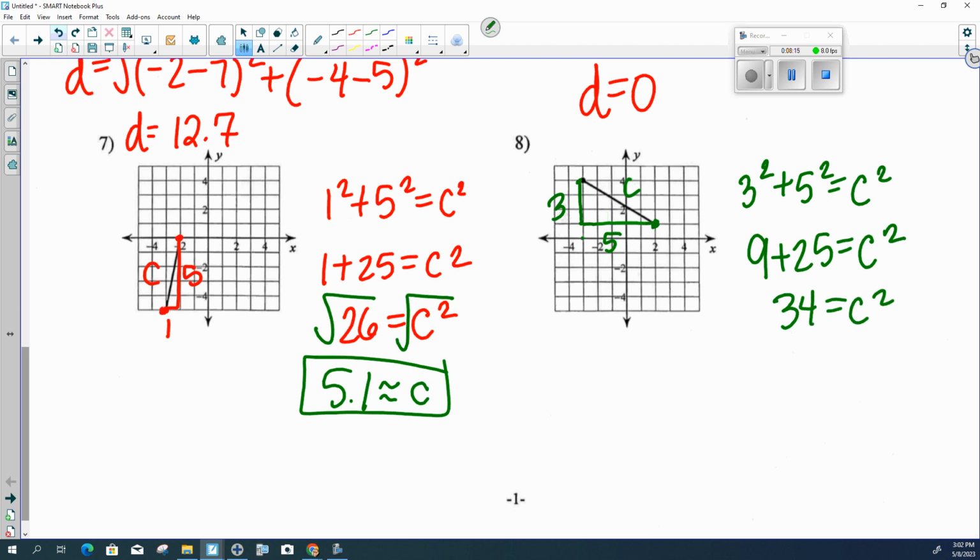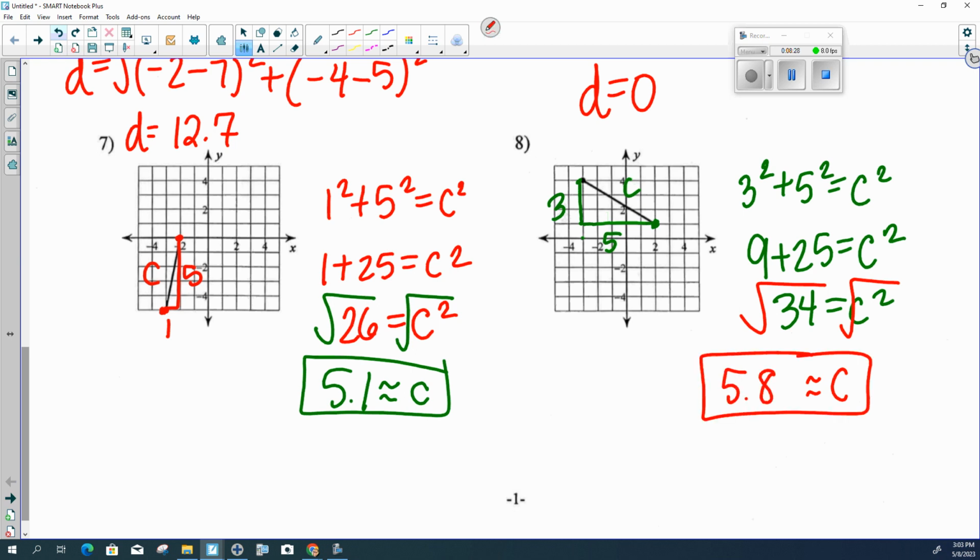All right, I found c squared. I don't want c squared, I want c. So we can do the inverse operation. It'll be approximately 5.8 units apart.